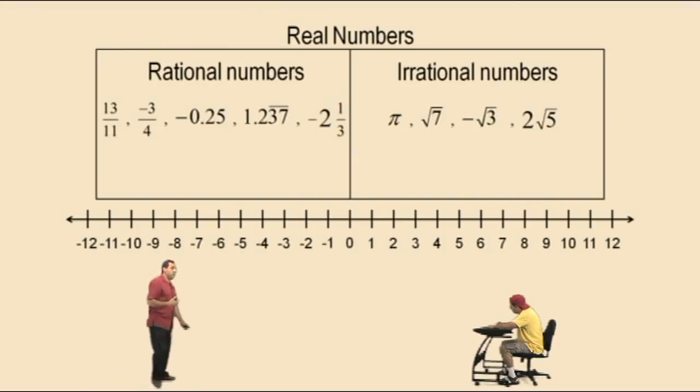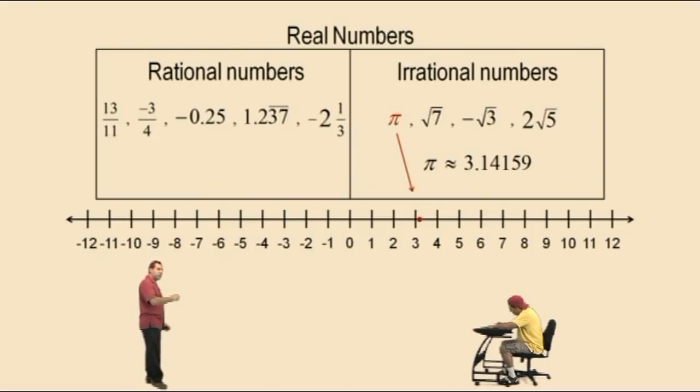Okay, now the irrational numbers. If you have a scientific calculator, you should have a pi key, and you press that key, and it'll give you this long decimal representation with no pattern. It's about 3.14159, and it goes on forever. It's a little bit bigger than 3.